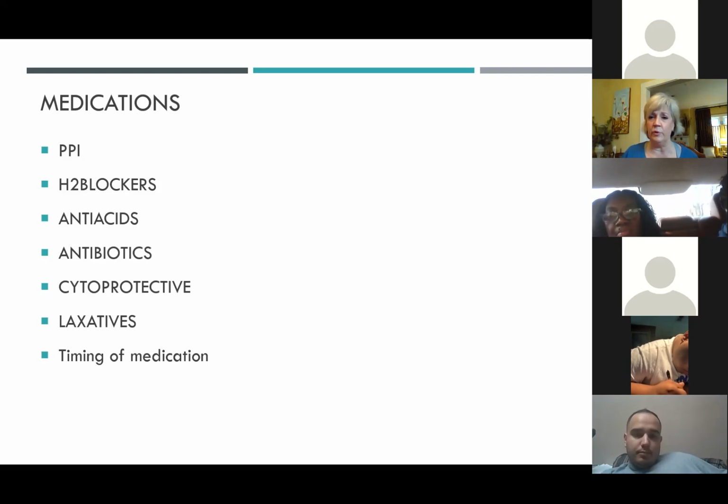So everybody's clear on when we take our medicines. PPIs, 30 minutes before our first meal, and then antacids and H2 blockers, don't take them together. Make sure you separate them. Antacids usually after the meal, H2 blockers usually before the meal, okay? Everybody clear on that?